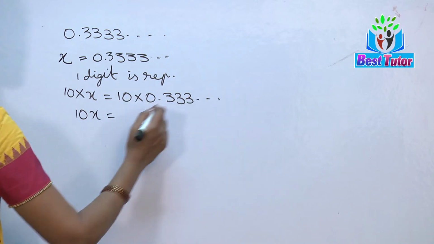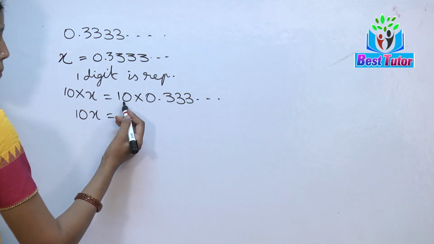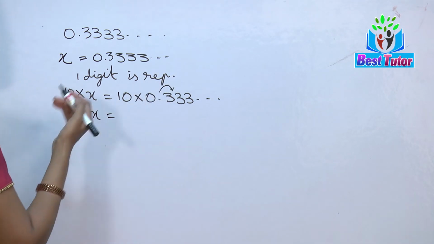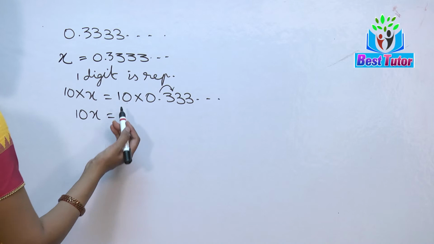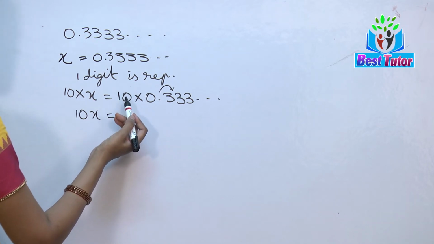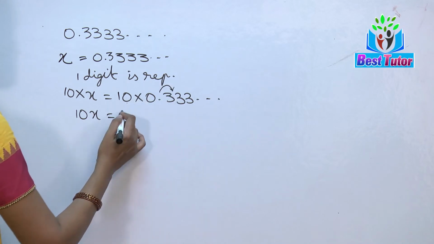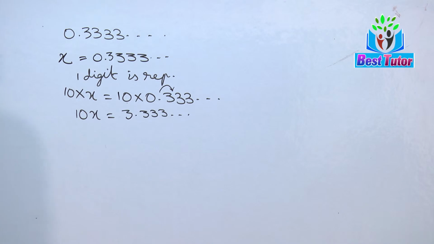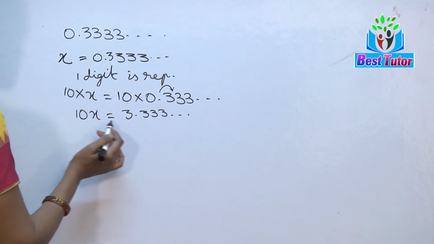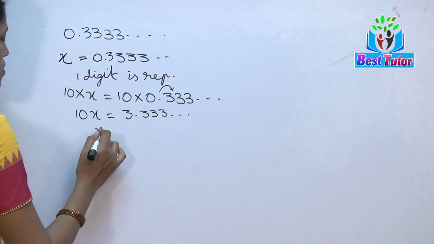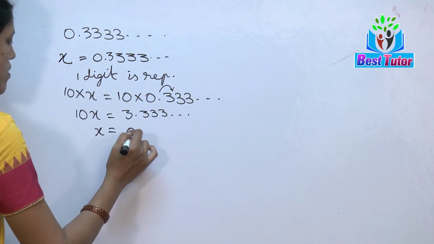10 into 0.333 and so on becomes, because we are multiplying with a power of 10, the decimal has to move towards the right. How many steps? That depends upon the number of zeros here. Power of 10 is 1 here, so only one step it has to move. So it becomes 3.333 and so on. So 10x is 3.333 and so on. x is 0.333 and so on. So I will write this equation below this.